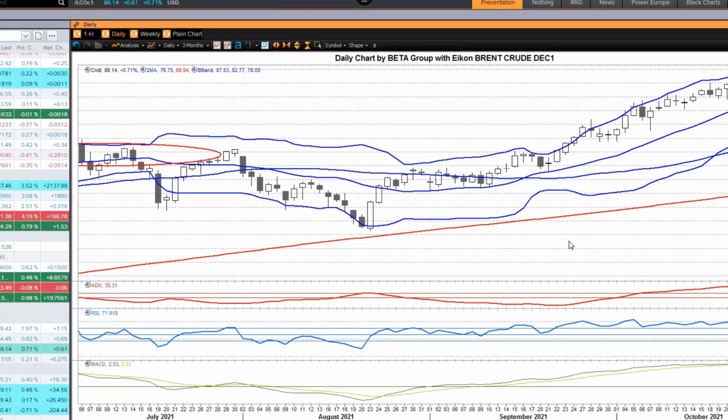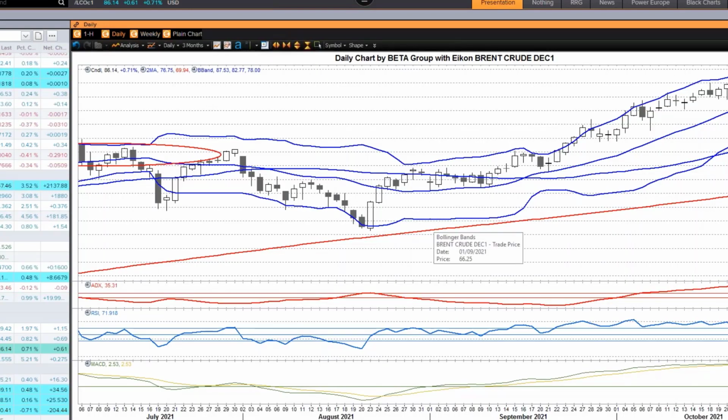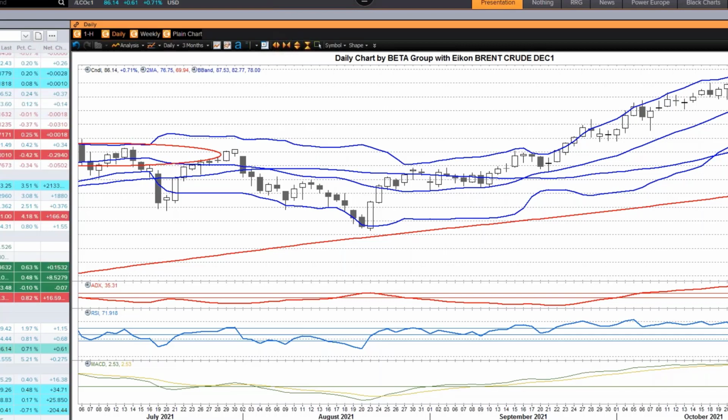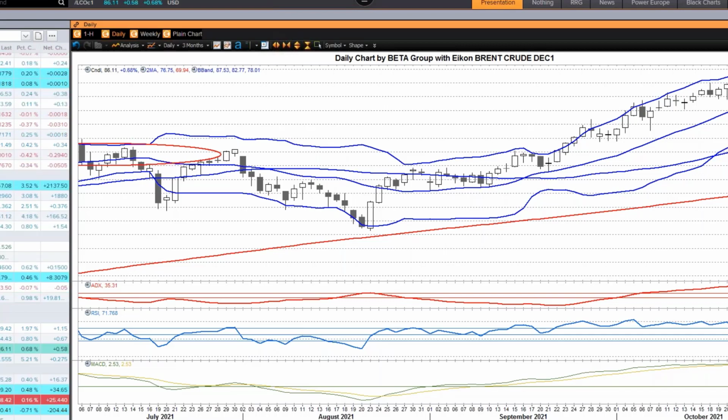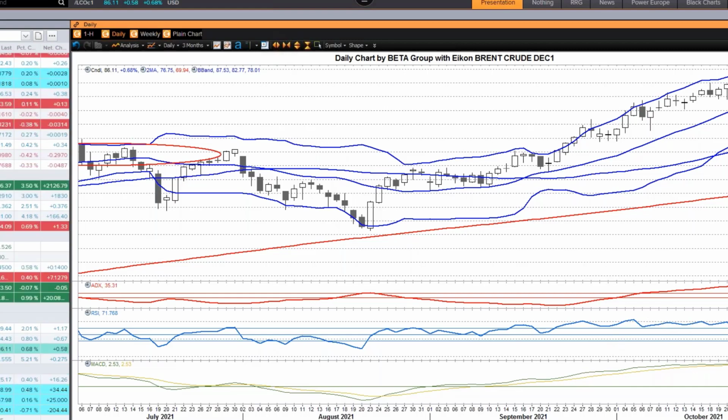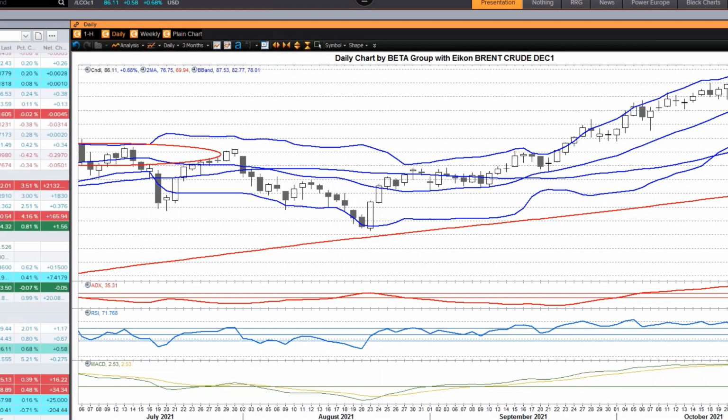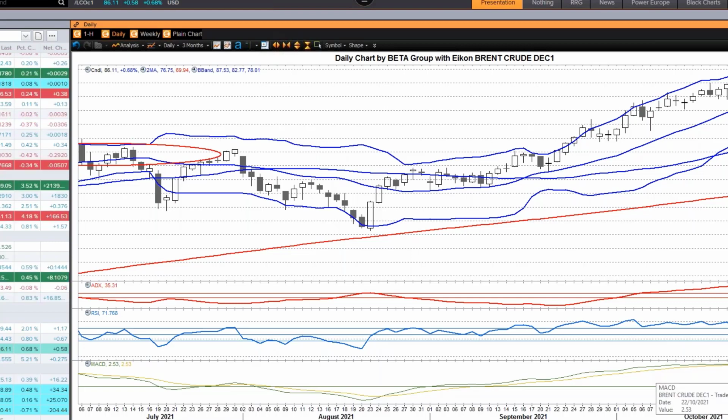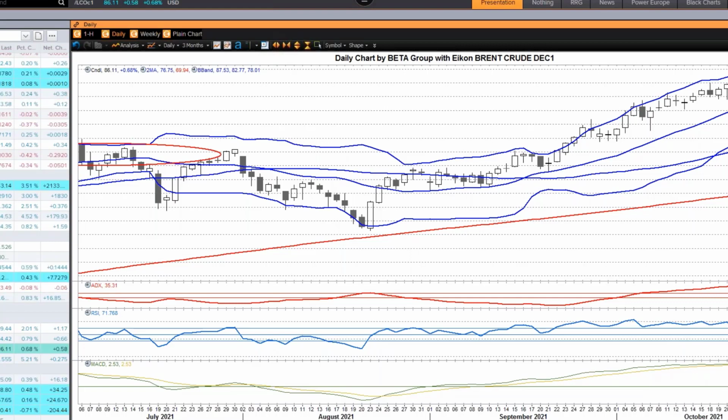On the daily chart, it's going up in quite an orderly way. Everything's bullish about this. The moving averages, the Bollinger Bands, the ADX is saying 35, strong trend strengthening. The RSI is undeniably high, but it's still pointing upwards, and the MACD is also still bullish.